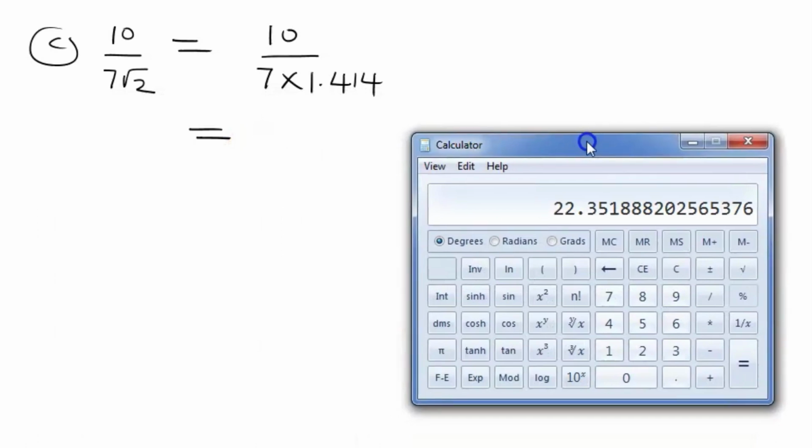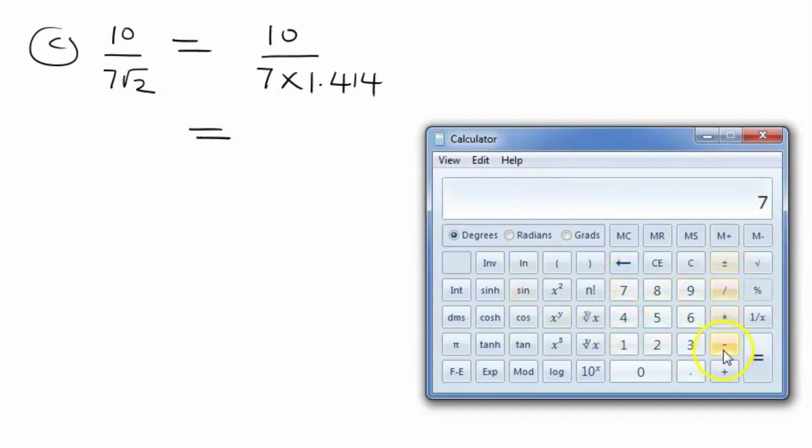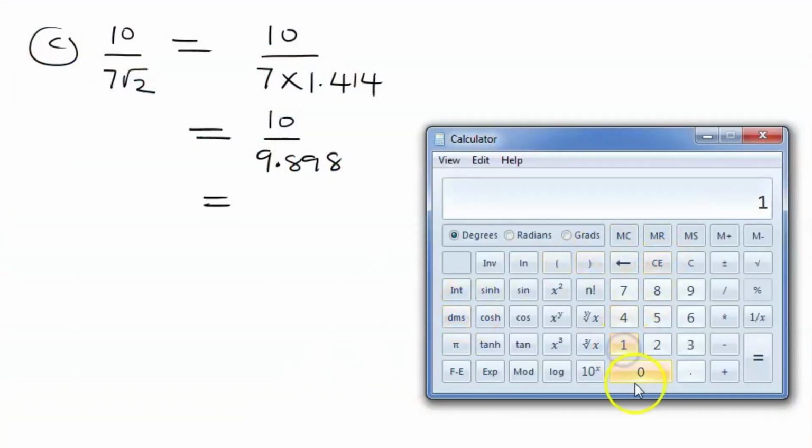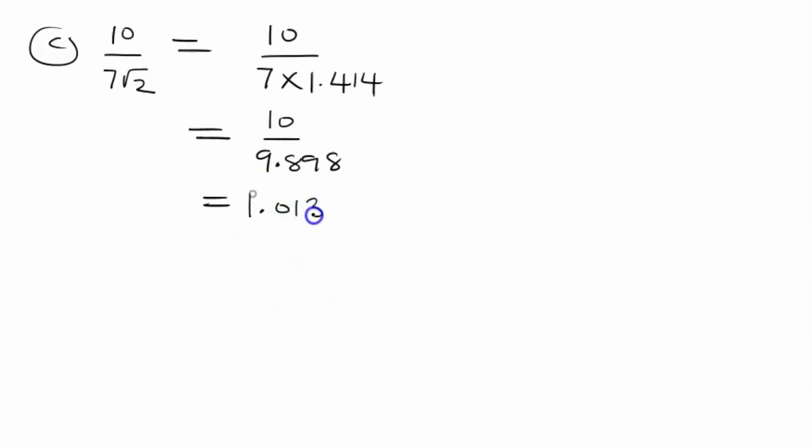Let me position my calculator properly. All right, so we have 7 multiplied by 1.414. Okay, that's 9.898. Okay, so we now say when we bring our calculator, we are going to have 10 divided by 9.898. That's 1.0103. So to three significant figures, that's 1, 2, 3, which is 1.01. All right.